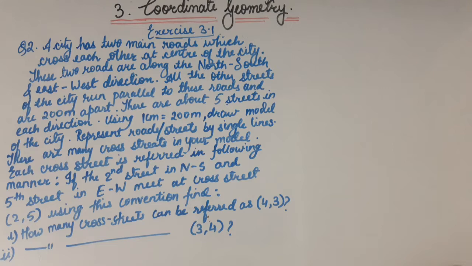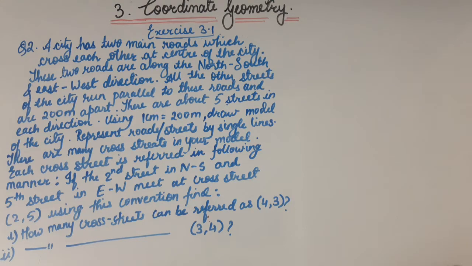All the other streets of the city run parallel to these roads and are 200 meters apart. So all other roads in the city are running parallel to these two main roads, and the distance between two roads is 200 meters. Then there are about 5 streets in each direction. That means 5 streets in north-south and 5 streets in east-west direction, and each street is 200 meters apart from each other.